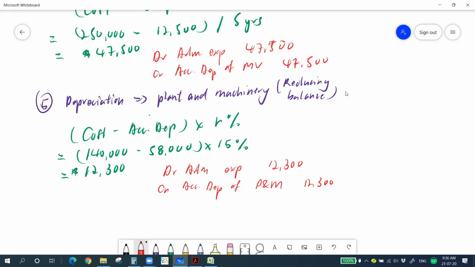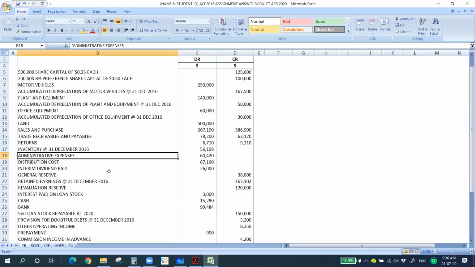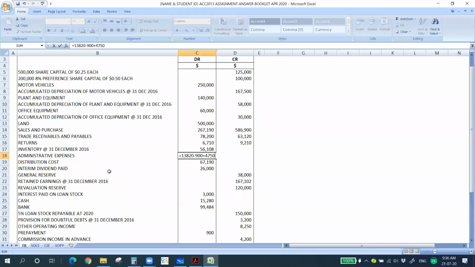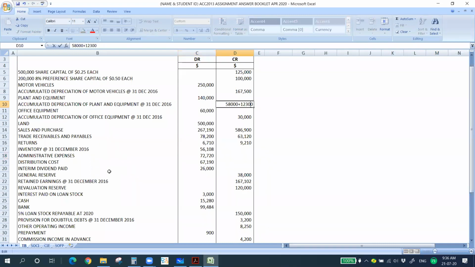Okay, so let me show you how to record this. In the administrative expenses, we add another 300 in the accumulated depreciation of plant and equipment. So for the cost, you cannot just add the amount. You need to press an equal sign here, so this can be formalized and changed to the amount. If you put it like this, Excel cannot read it. You have to put an equal sign here. All right, I think this is a basic Excel skill you should have.